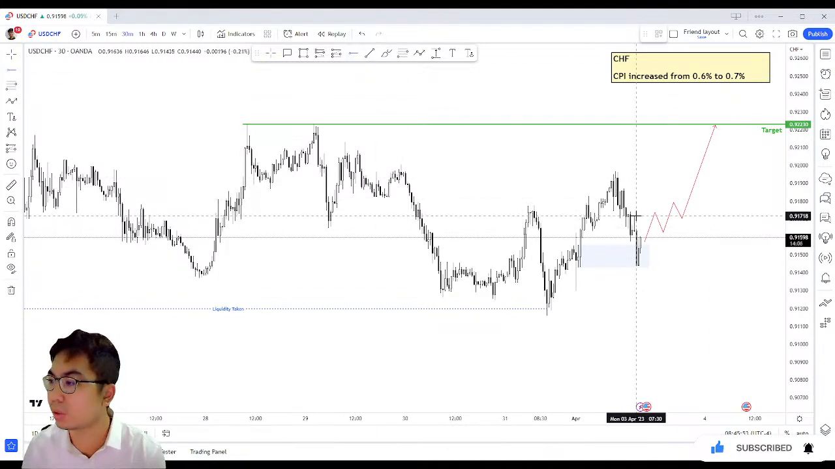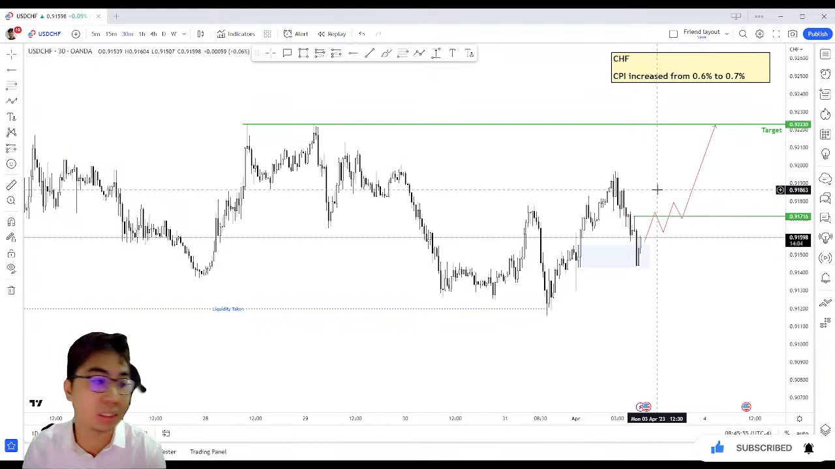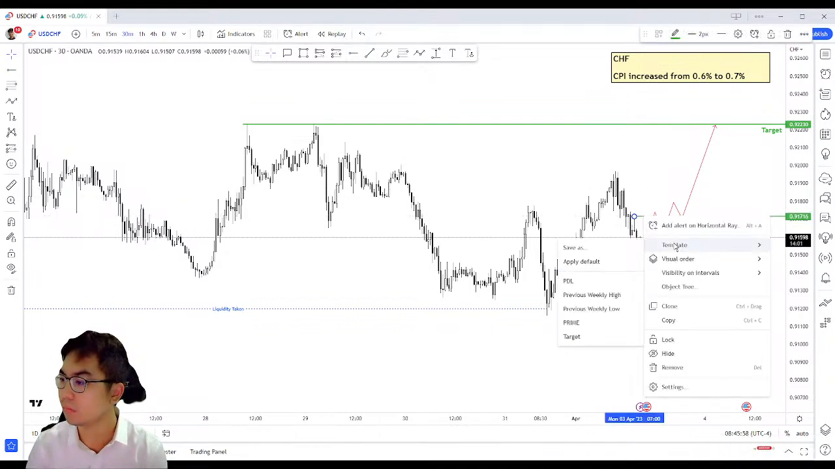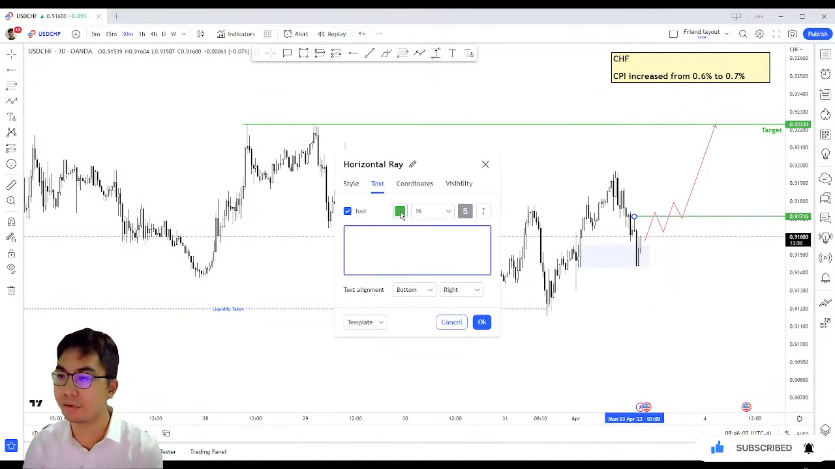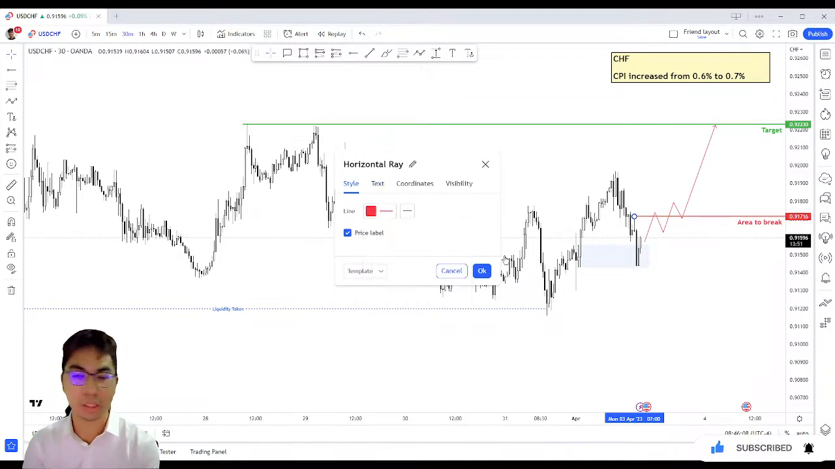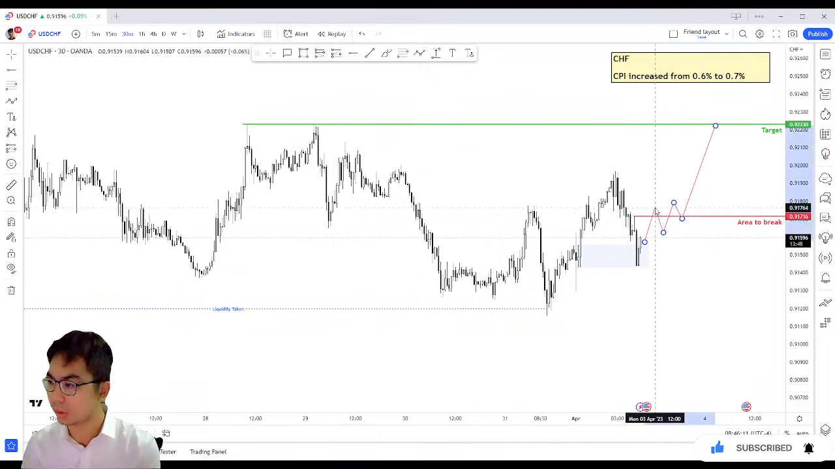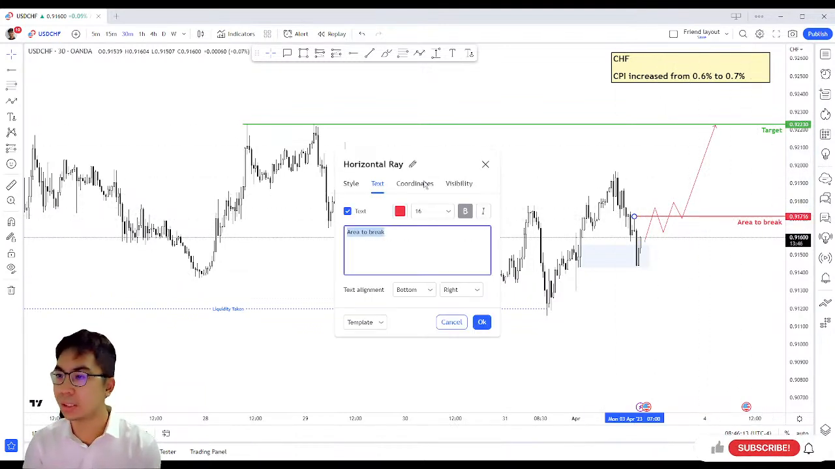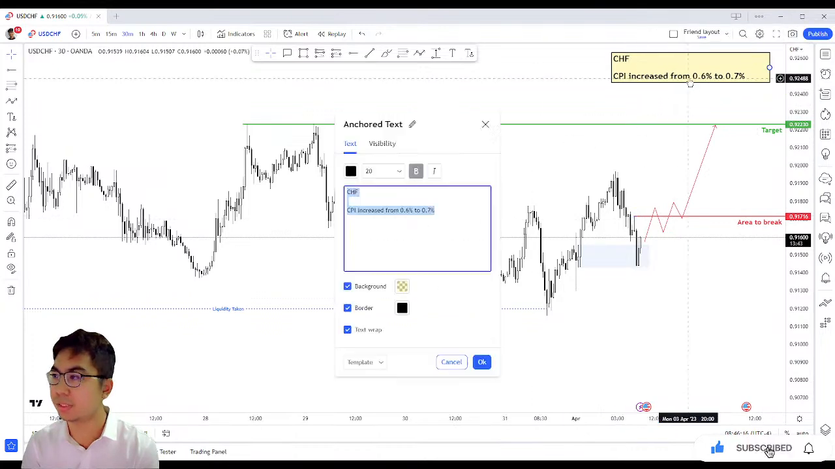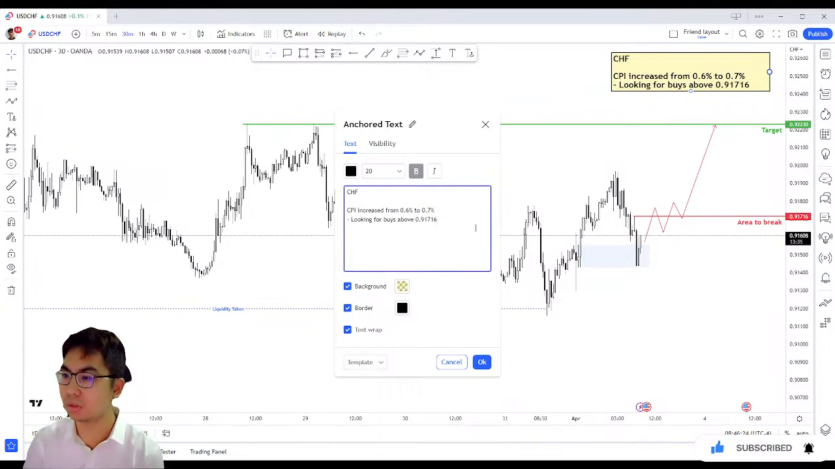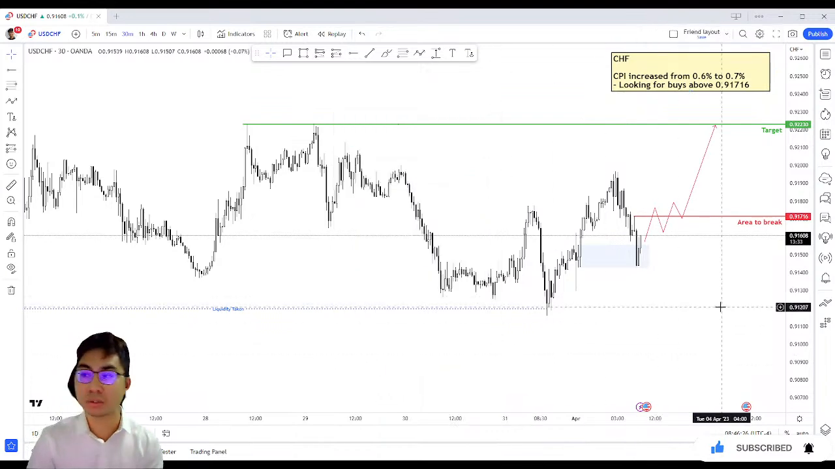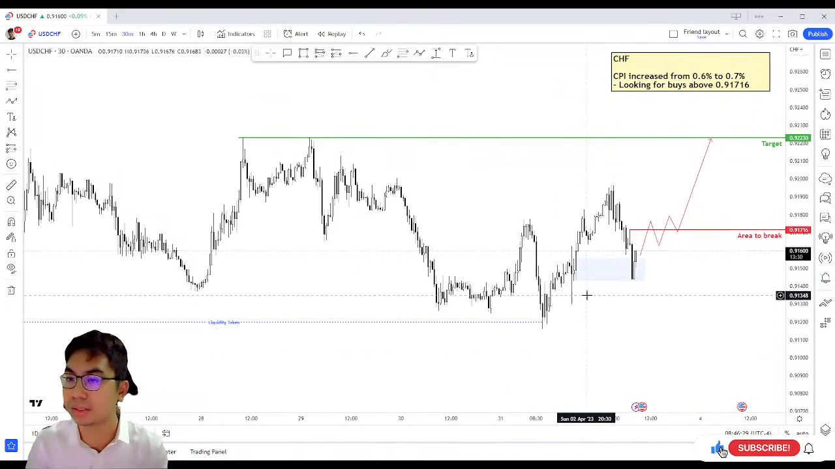This is an area I'm looking to break. This is on the 30 minutes chart, so I'll put this as the area to break. That's something I'm looking at. Looking for buys above this area, 716. It has to close above strongly before I enter any buys.